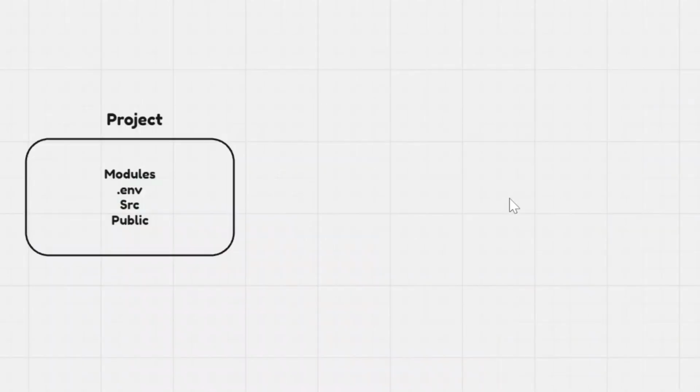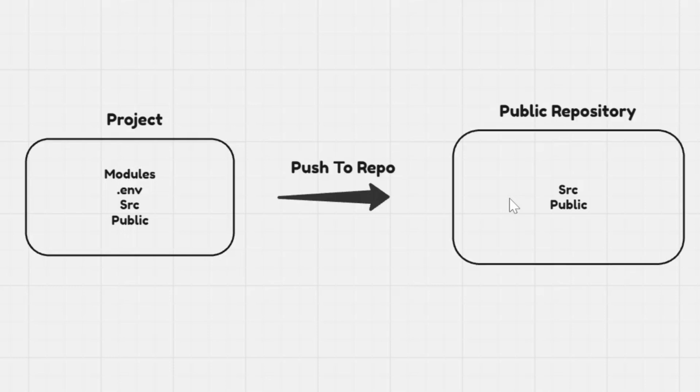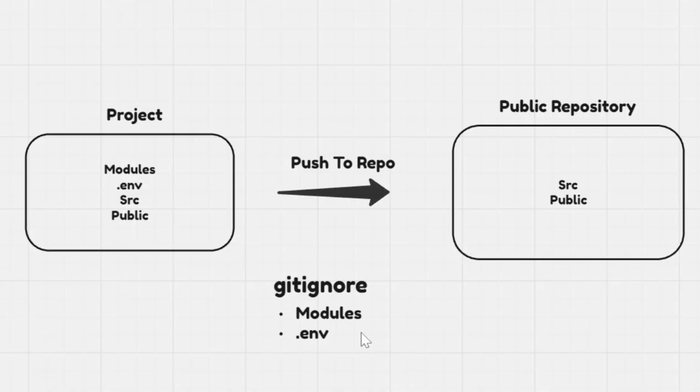Let's say our project has a modules file, a .env file, a source file, and a public file. When we push the data into a repository, only the source file and the public file will be seen, and our .env file, which contains our sensitive data, along with our modules file, will be ignored. And why is that? Because there is a file by the name of .gitignore which already contains these two inside it, and whenever our data is pushed into a repository, these two get ignored because we don't want them to be publicly exposed. The .env because it has sensitive data, and the modules because it is huge in size.